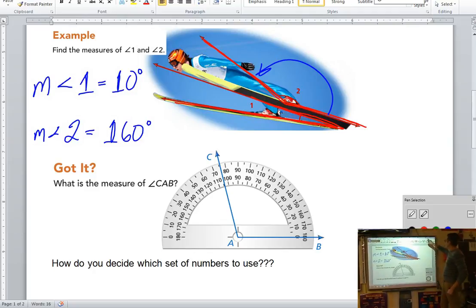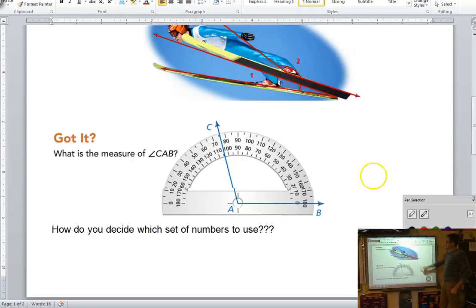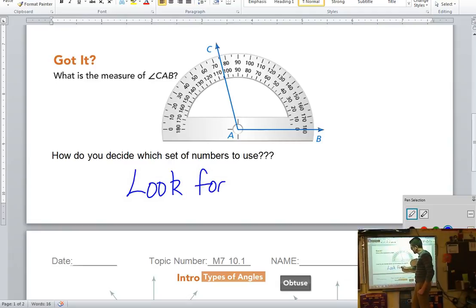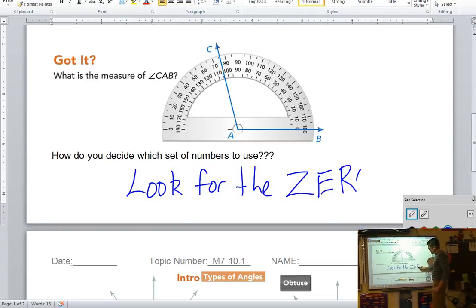So when we talk about how do we choose which set of numbers to use, we have this protractor down here set up with angle CAB because A is my vertex. It's got to be in the middle. And I put my one line through the 0 point. Now, how do we decide which set of numbers we use? We are going to look for the 0. Wherever my ray has gone through a 0, so right here in this situation, that set of numbers is the set of numbers that we use for the entire thing.